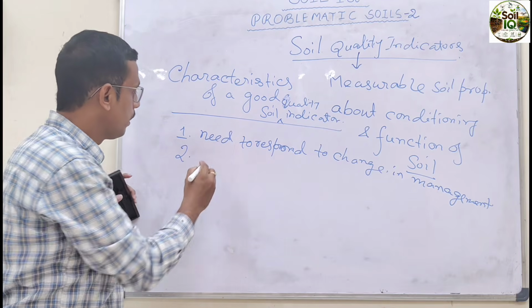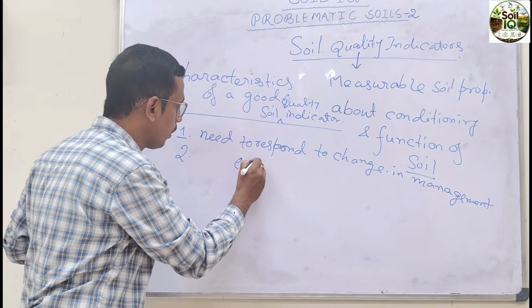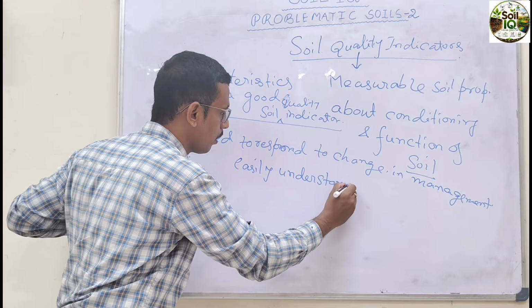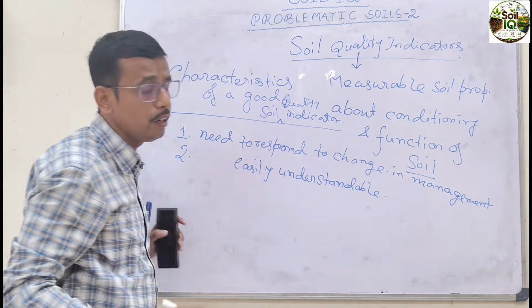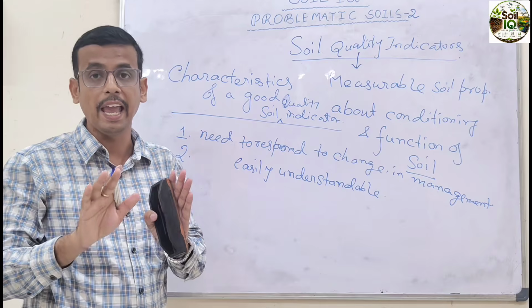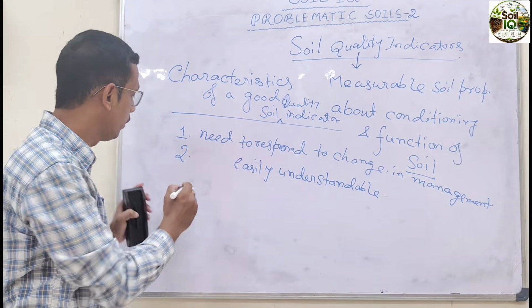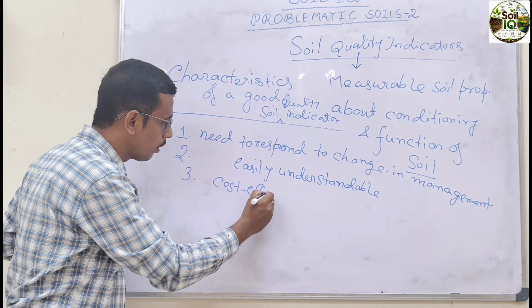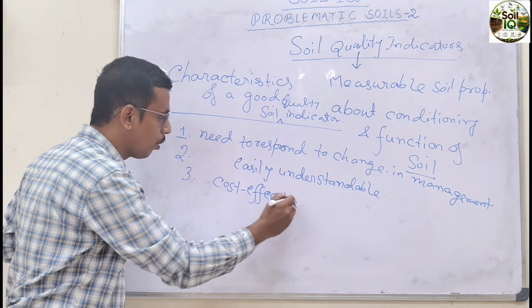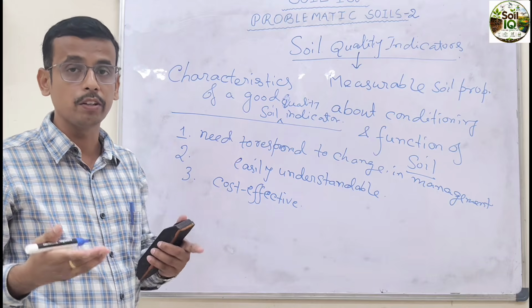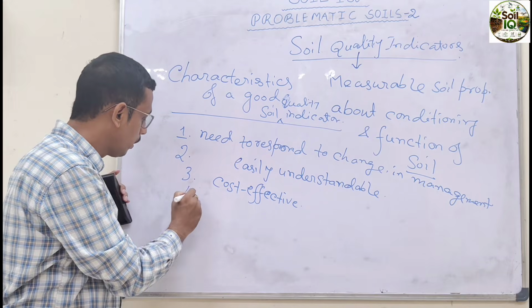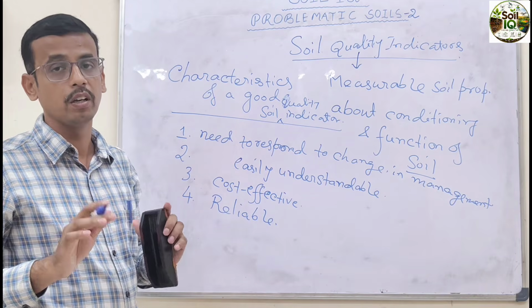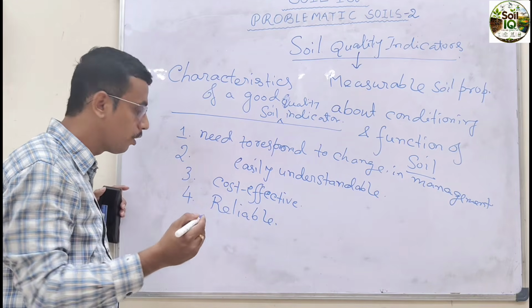Then they need to be easily understandable by the farmers as well as researchers. Number 3, it should be cost effective. Means they should not require much money for their measurement. Then it should be reliable, means it produces reliable results.